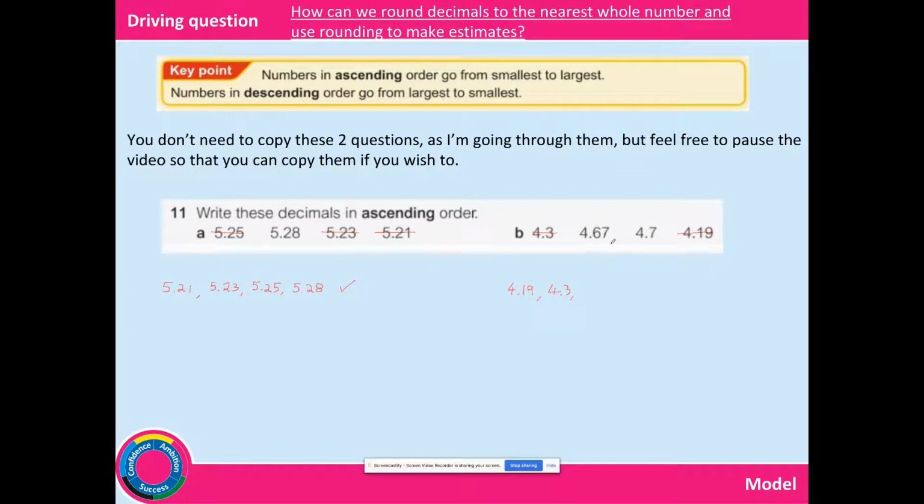Okay, 2 numbers left to compare. I've got 6 in my tenth column and 7 in my tenth column. So the 6 is my next smallest number. It's 4.67. And when I cross that out, I'm only left with 1 number, which is my biggest number.